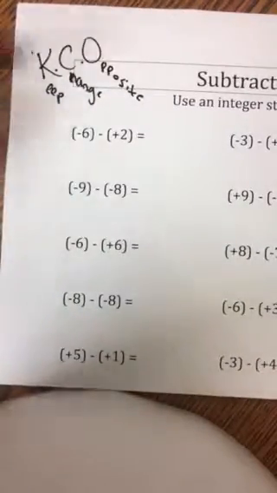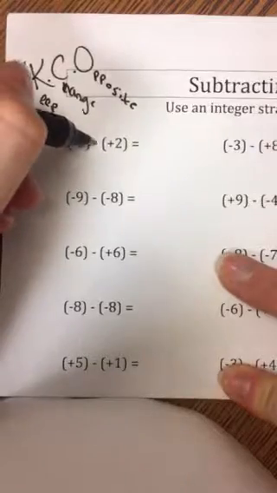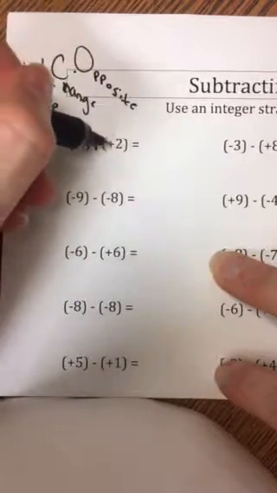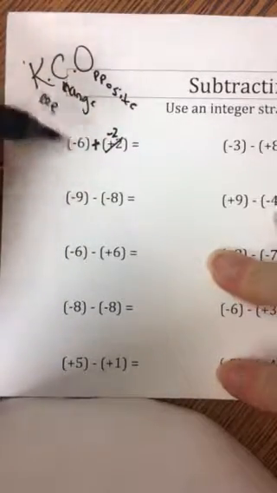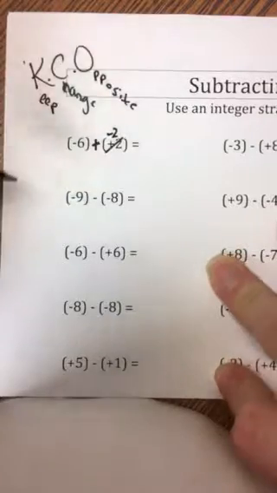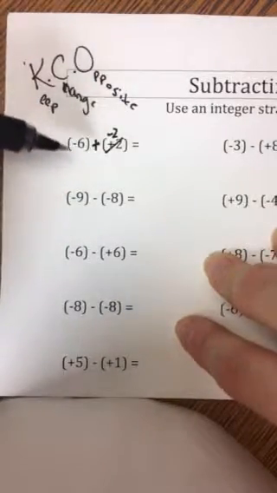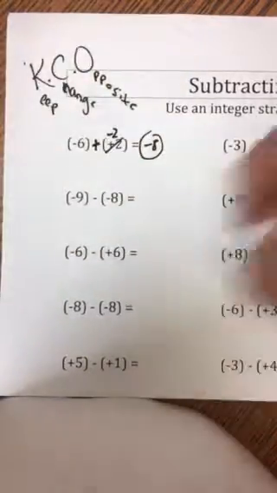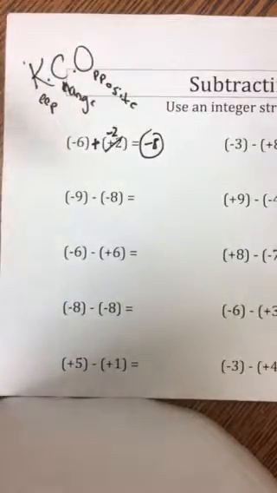So in this given problem, you have -6 minus +2. What we're going to be doing is keep the -6, change the subtraction to an addition sign, and the opposite of +2 is -2. Once we've done this, then we follow the rules of addition. When we add integers, we look at the signs of the numbers. Because this is -6 plus -2, the answer is going to be -8, because when I add two negatives together, the answer will be a greater negative.